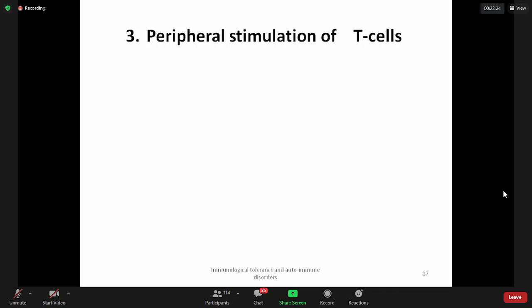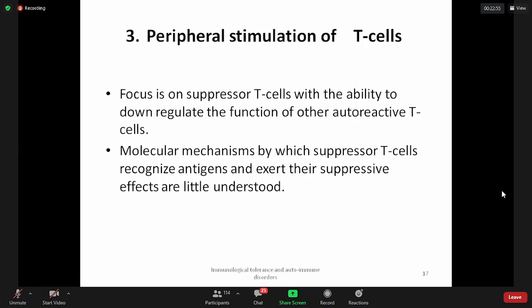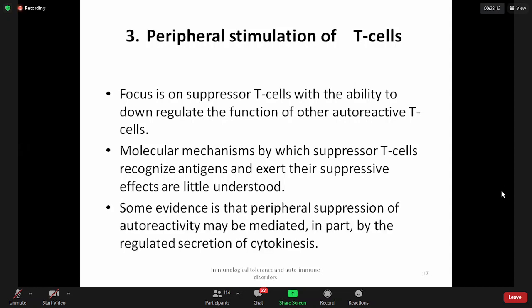The third one is the peripheral stimulation of T cells. Now in this, we have the suppressor T cells playing a role, okay? So if we have an autoreactive T cell, then our suppressor T cells are capable of recognizing these as abnormal cells, and they will instead attack and destroy them. The molecular mechanisms behind this are not well understood, but at least we know that our suppressor T cells are able to recognize autoreactive T cells and remove them from circulation. That is the so-called peripheral stimulation of T cells.